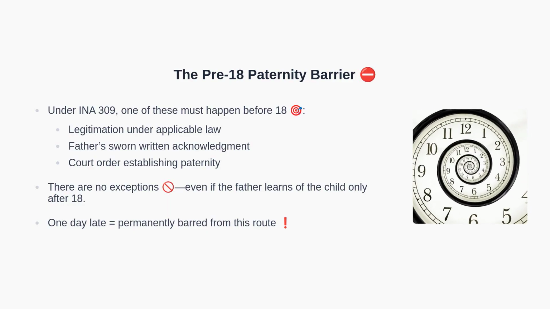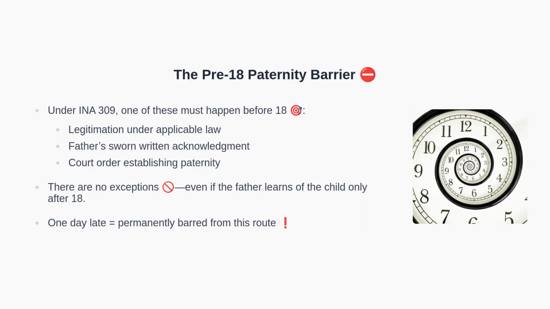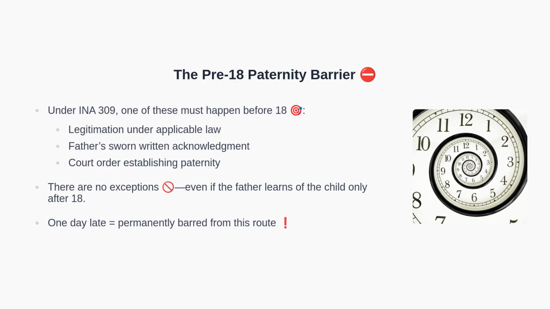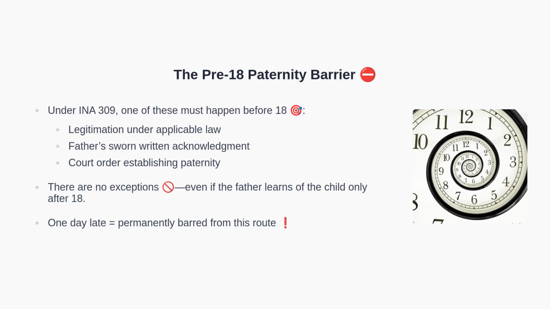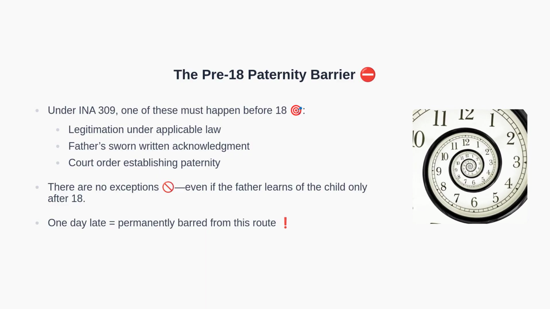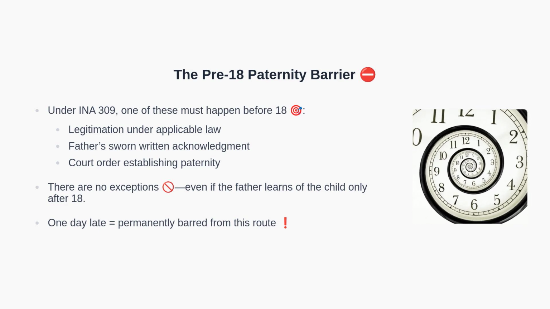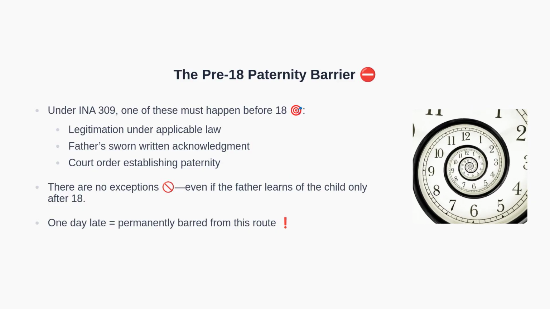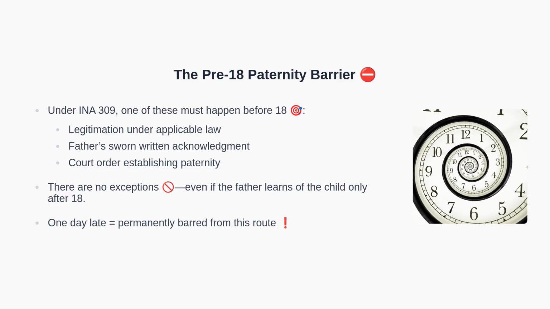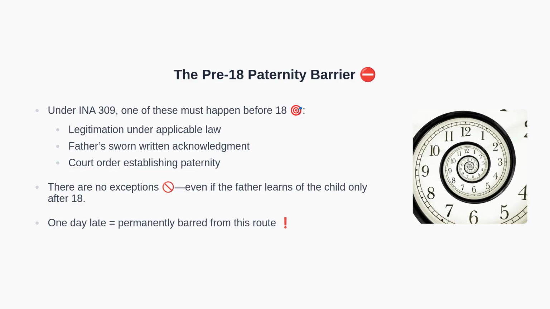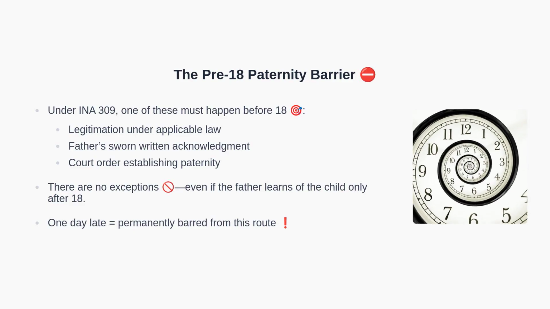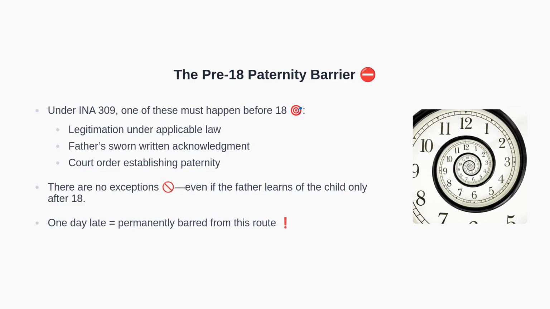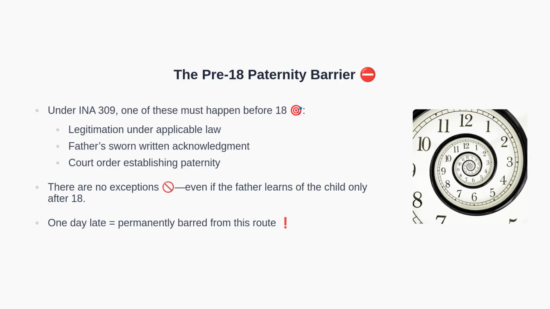Now we turn to the strictest rule. Paternity must be established before the child turns 18. The statute allows 3 ways to meet this: legitimation under the relevant law, a written acknowledgment under oath by the father, or a court order establishing paternity. Critically, there are no exceptions to this pre-18 requirement. Even if a father genuinely did not know of the child's existence until after the child became an adult, the statute does not allow a waiver. Missing the deadline by even 1 day makes the claim impossible under INA 309.